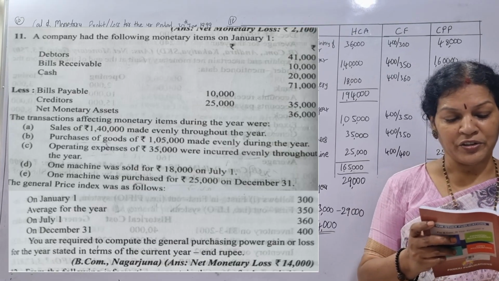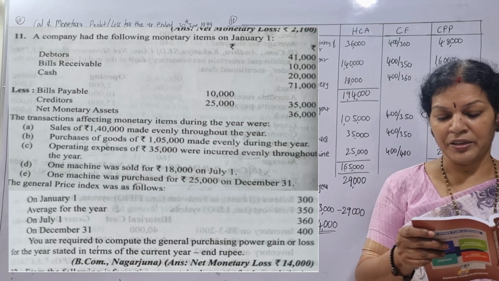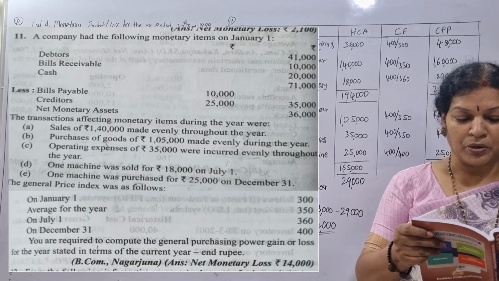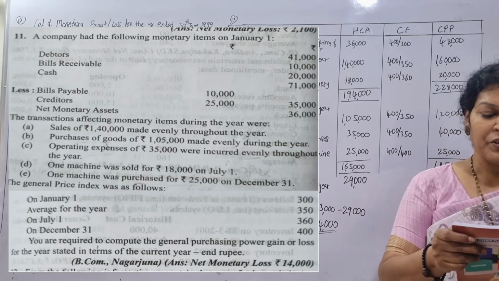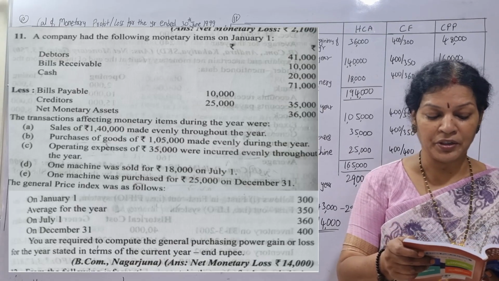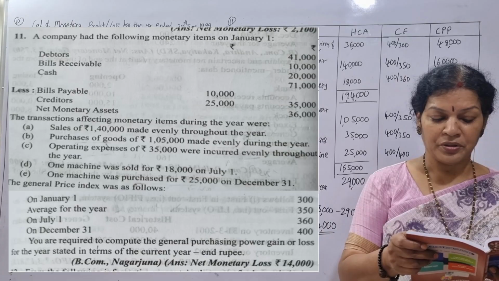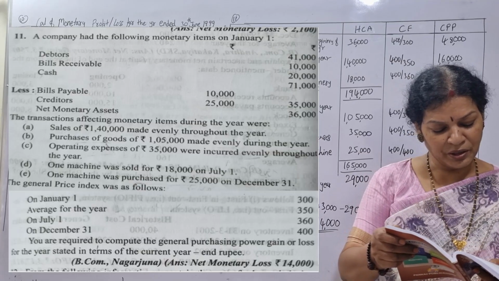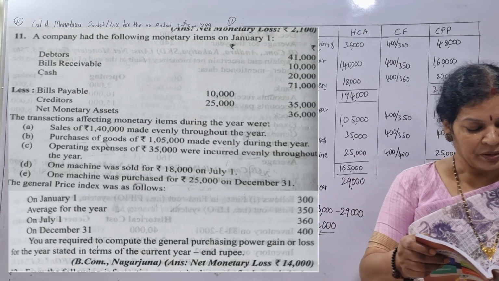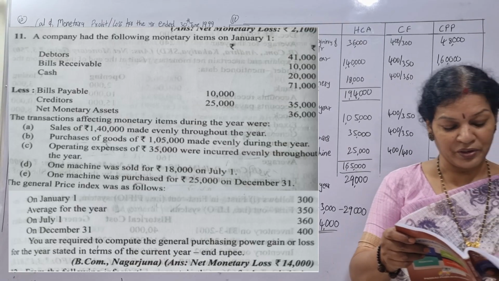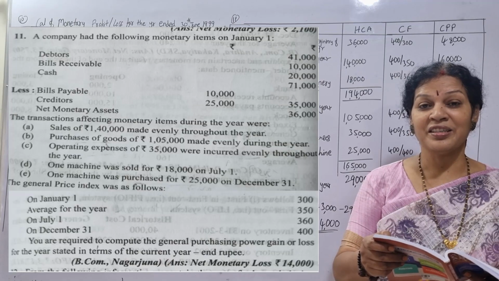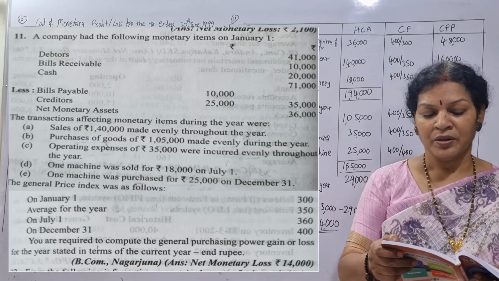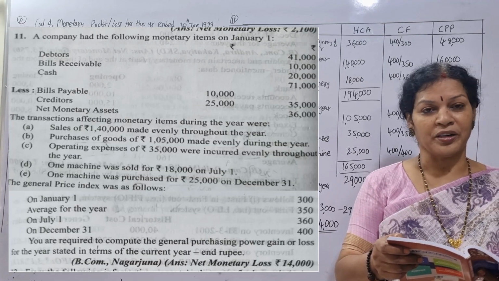Now the index numbers are given. The general price index was as follows: beginning of the year 300. Average for the year, meaning during the year, 350. On July 1st, the middle of the year, 360. Some transactions are given on July 1st; for example, the machine was sold for 18,000 on July 1st. For July 1st we take 360 only, because the index on July 1st is given as 360. And on 31st December, 400.